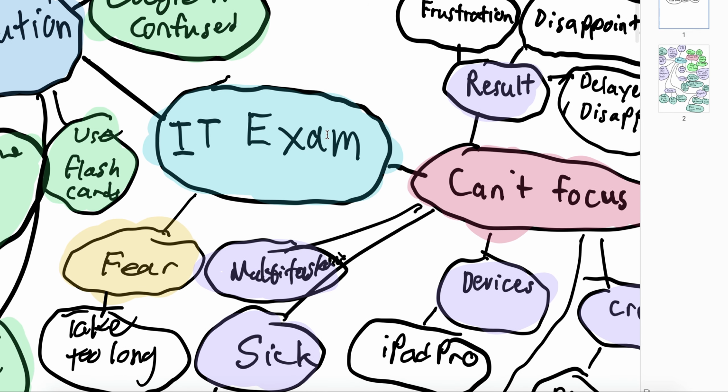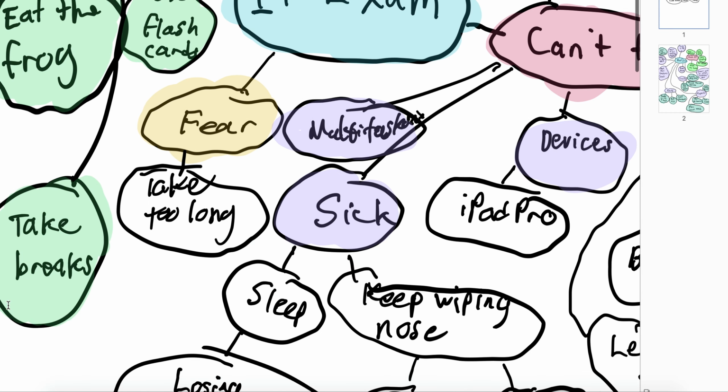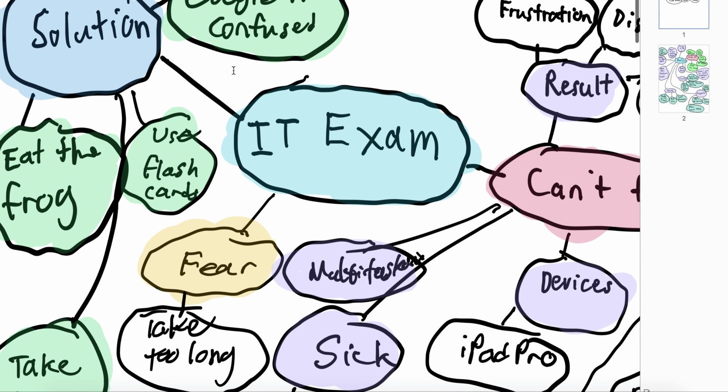Can we go all the way up? Kind of. So here's the solution I came up with for studying for my IT exam. So just eat the frog. Just jump straight into it. Use flashcards. Take breaks in between sessions. And if you're confused, you guys probably can't see this here, but it says Google it.